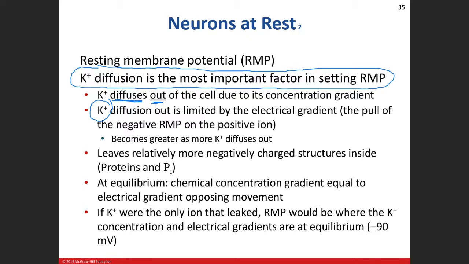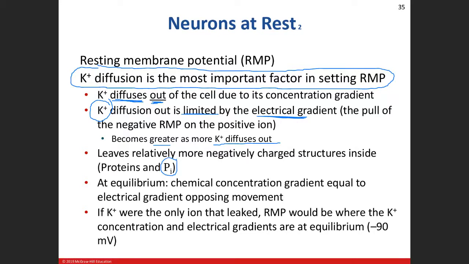So that's what we're talking about here. It's limited by the electrical gradient, okay? As more potassium diffuses out, this electrical gradient becomes bigger, because remember, we still have those negatively charged structures inside the cell, right? And so they're going to pull on that remaining amount of potassium. So it makes it harder for that to leak out, okay? This symbol here is inorganic phosphate. That's what that means, okay?